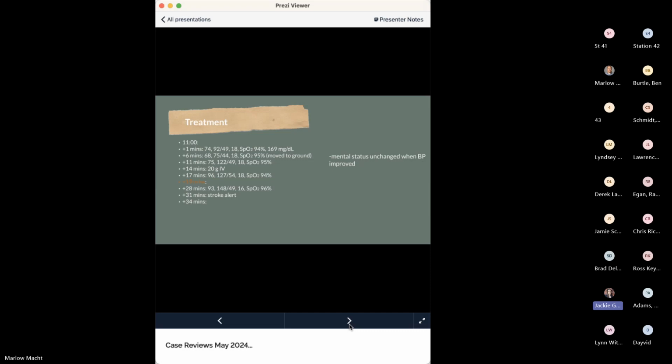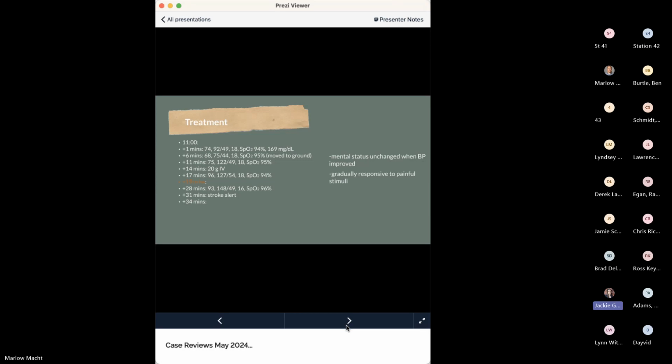At 14 minutes, they started an IV. At 17 minutes, they obtained another set of vital signs. Stable here with a heart rate of 96, blood pressure 127/54, respiratory rate of 18, and room air sats of 94%. I think that's 19 minutes. It shows that they depart the scene en route to the hospital at 28 minutes. They take another set of vital signs, still stable with a heart rate of 93, blood pressure 148/49, respirations of 16, and room air sats of 96. Next, there should be a little box that comes up.